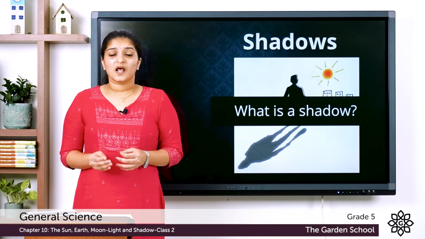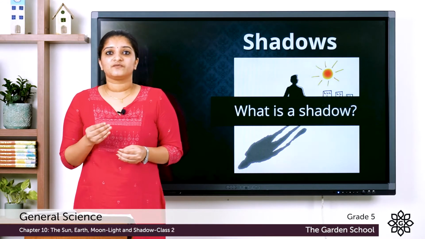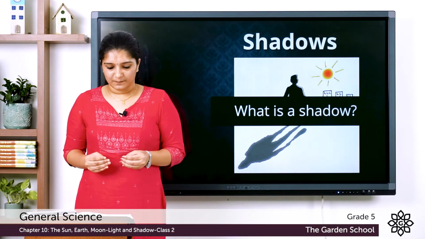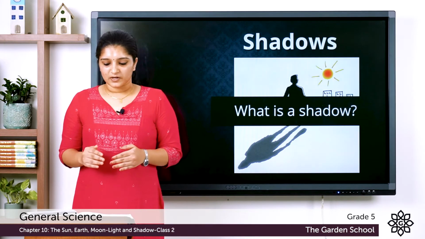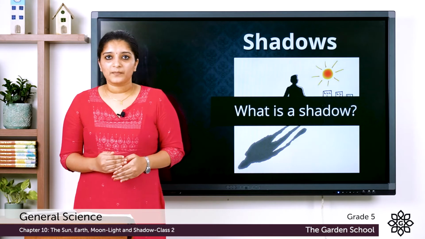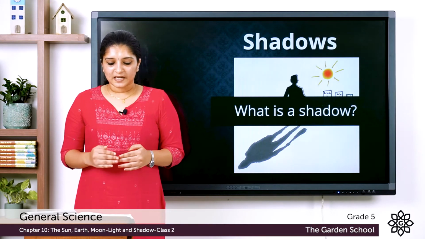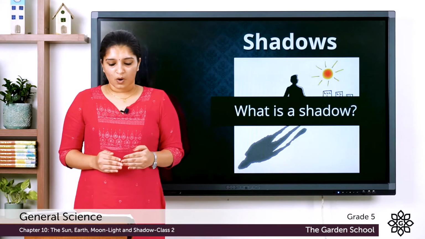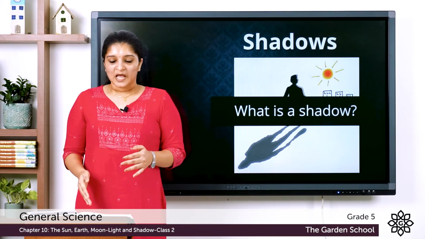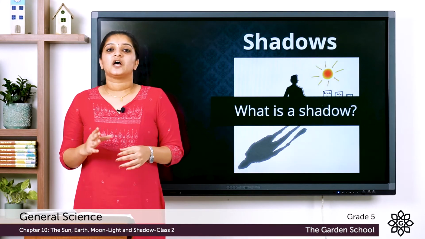What is an opaque object? An opaque object is any object which does not allow light to pass through it. So when an opaque object comes in the path of light, the light cannot travel further. The light gets stopped at that point. When the light is stopped in its path by an object, a dark area is formed on the surface behind the object, and this dark area is known as a shadow.